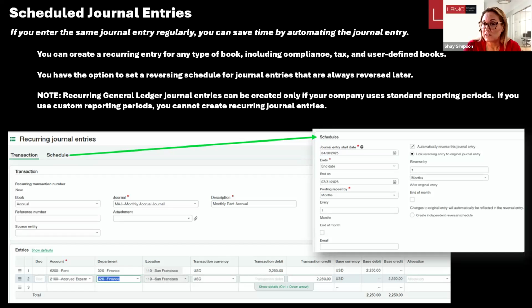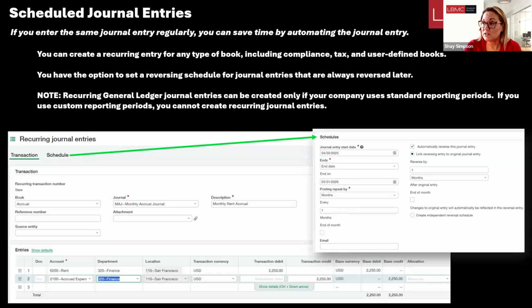Okay. You'll notice here that that schedule is on that second tab when we set up those recurring journal entries. We can have them post on a monthly occurrence. We can also have it produce on a daily basis, or it can recur on even an annual basis.